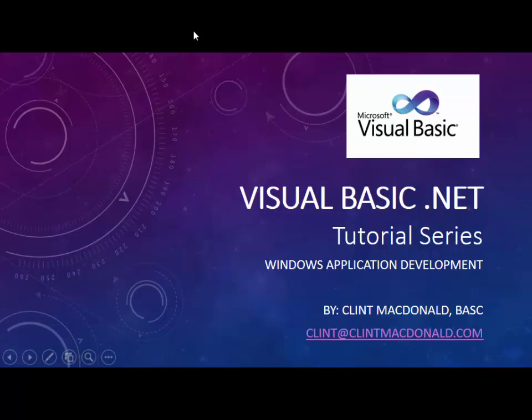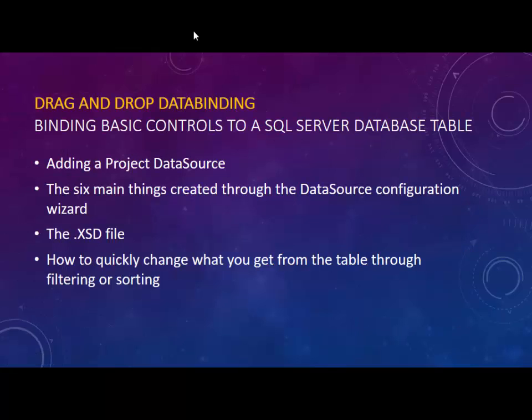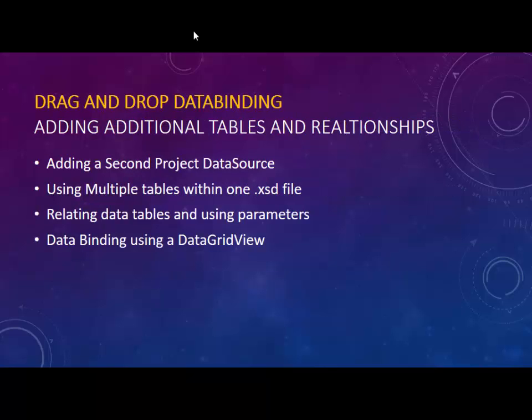So what we're going to look at here is continuing. This is exactly what we had last time. We're going to look at adding the database project data source one more time. The six main things that were created, the XSD file, and how to quickly change information you get through filtering and sorting. So today we're going to add to that and use relationships, adding a second project data source. We're going to use multiple tables within an XSD file, relating tables through the use of parameters, and we're going to quickly bind to a DataGridView just to see how that happens.